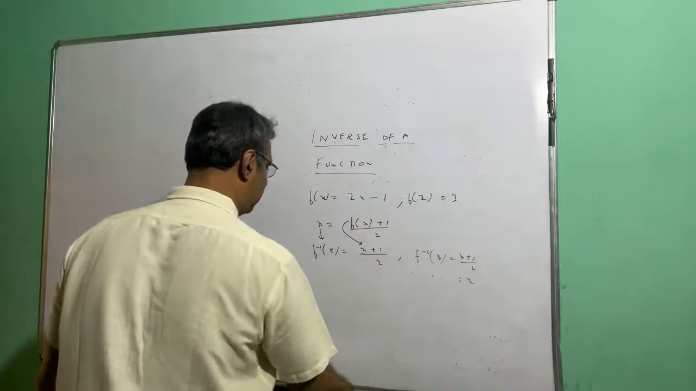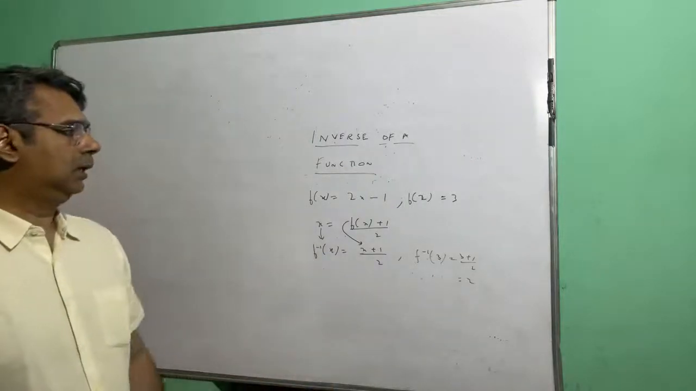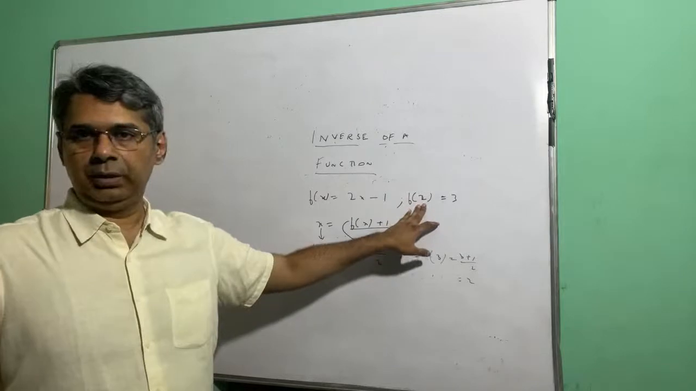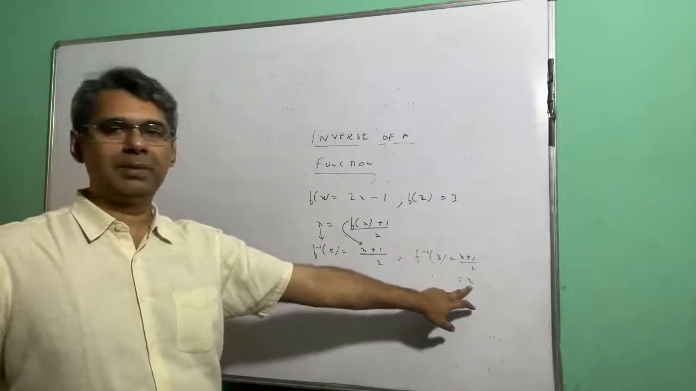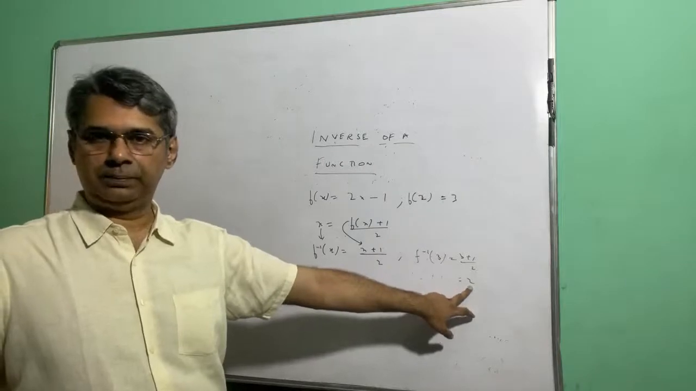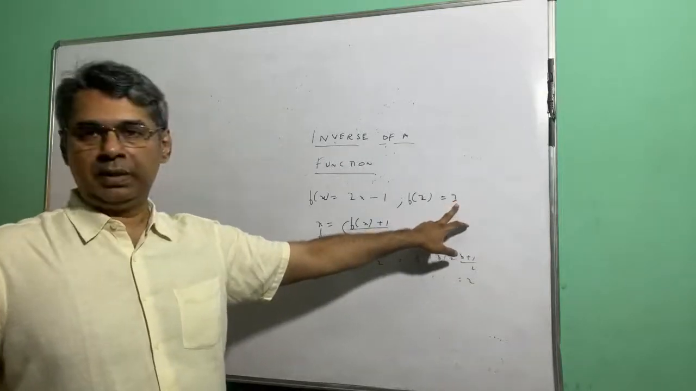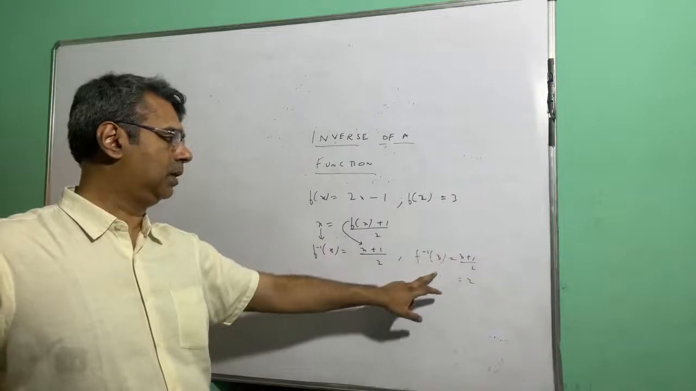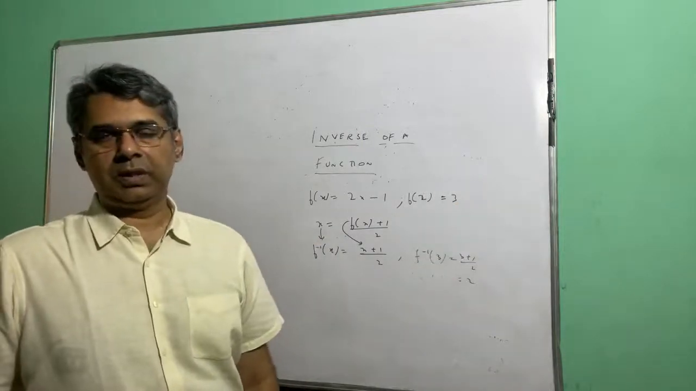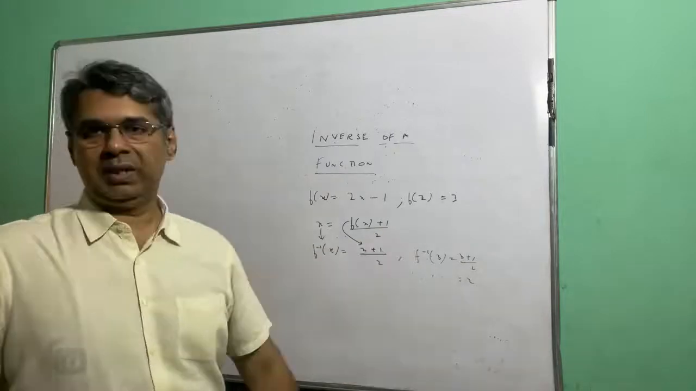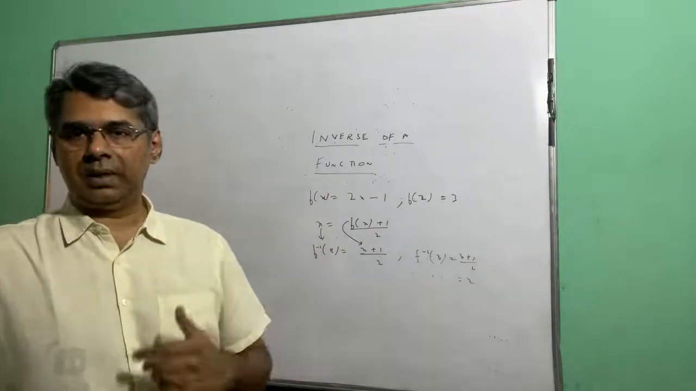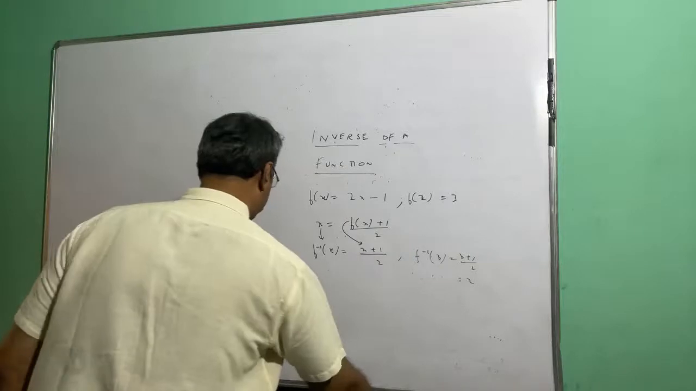So you can see that there is a role reversal. The domain value, that is 2, of the original function has become the range value of the inverse function, and the range value of the original function, 3, has become the domain value of the inverse function. So there is a role reversal of domain and range between the function and the inverse, and that is the reason why it is called inverse function.